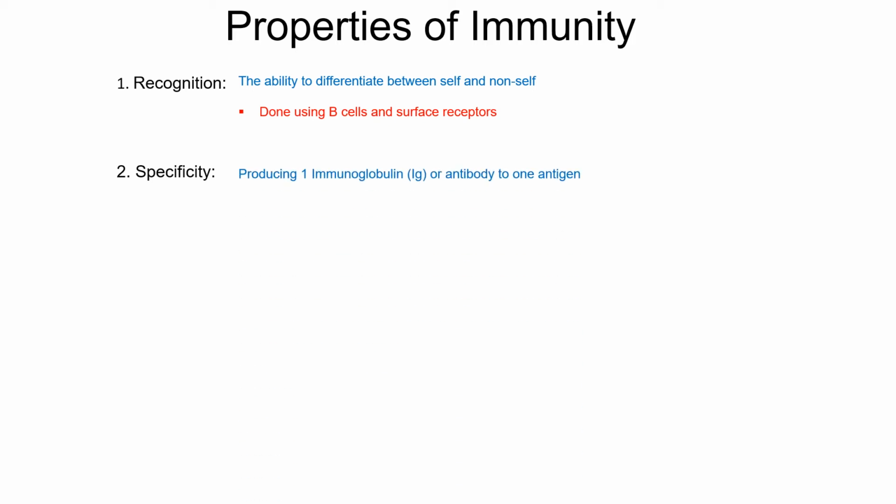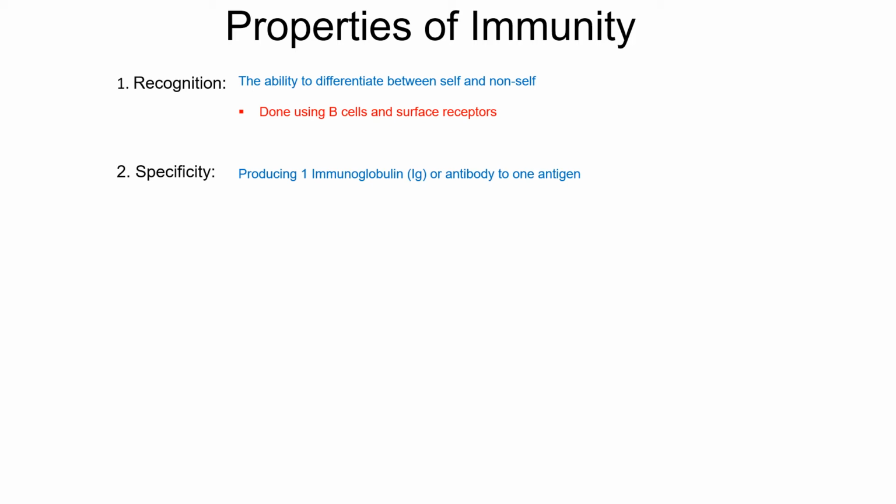Now, the way we do this is to use B cells and the surface receptors on the cells that are coming into your body. Remember, every life form has its own unique receptors. So our B cells can tell what's us and what's not us by looking at these specific receptors. The second property is specificity. Now, this is where we're going to see the immune response. Now we're going to see in specificity our body responding by producing immunoglobulins, or antibodies.